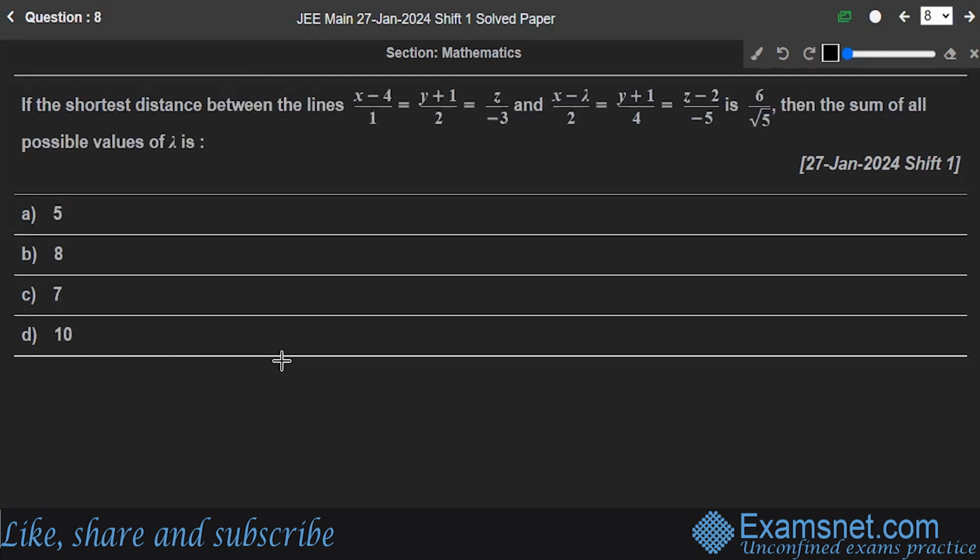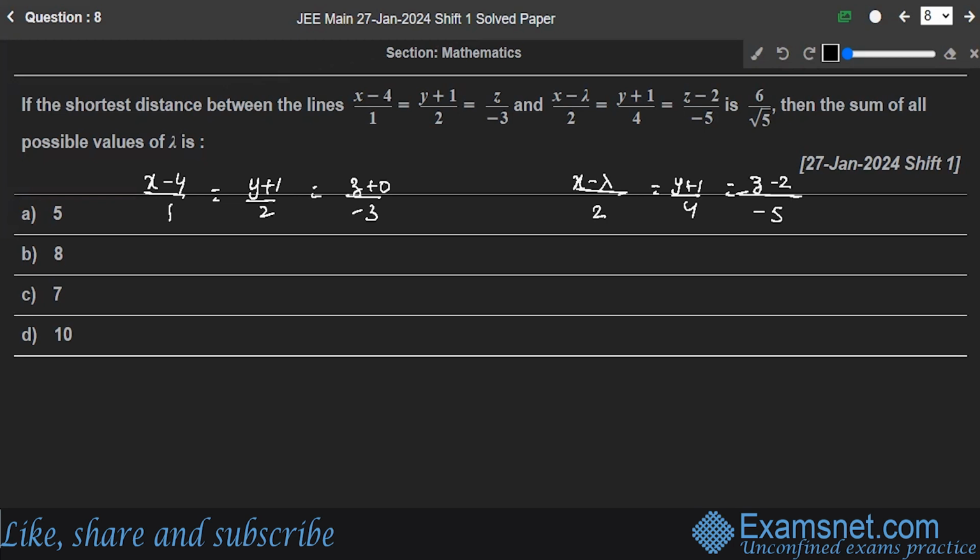Next, question number 8. If the shortest distance between these two lines is 6 by root 5, then the sum of all possible values of lambda is. Okay. First of all, these are the two lines. x minus 4 upon 1 is equal to y plus 1 upon 2 is equal to z plus 0 upon minus 3. And the second one, x minus lambda upon 2, y plus 1 upon 4, z minus 2 upon 5.